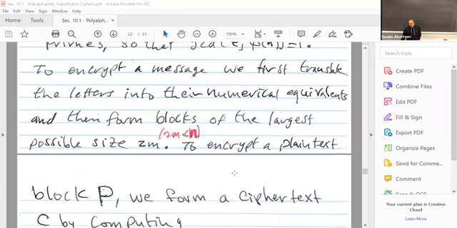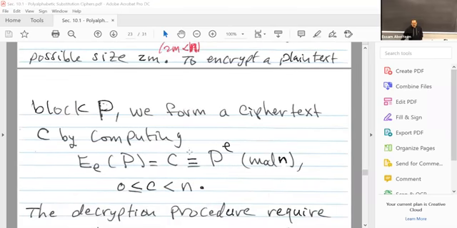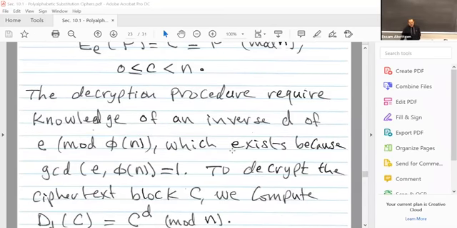So to encrypt a plain text block p, we do an exponentiation, or we compute c, which is going to be this block p to the power e, using again fast exponentiation, which is repeated squaring and then reducing mod n. Now, the decryption procedure is going to require the knowledge of an inverse d of e mod phi of n.